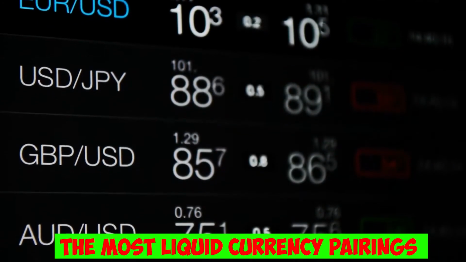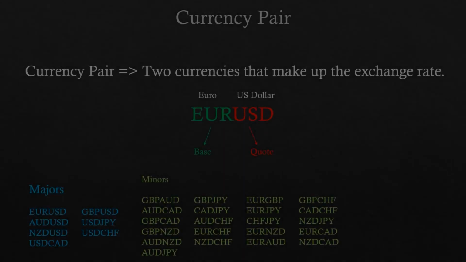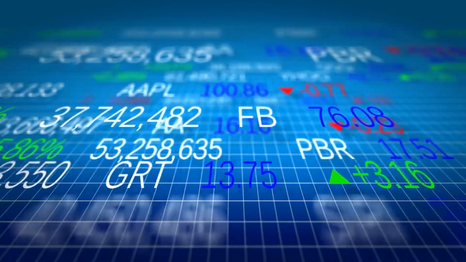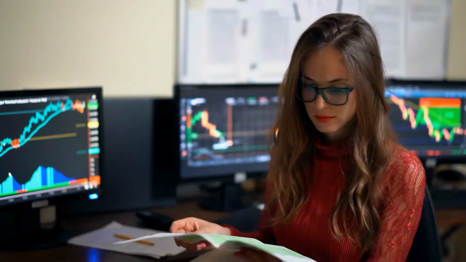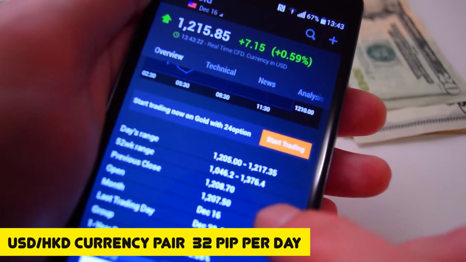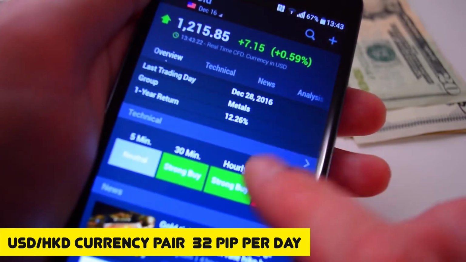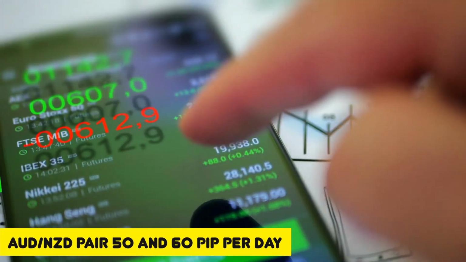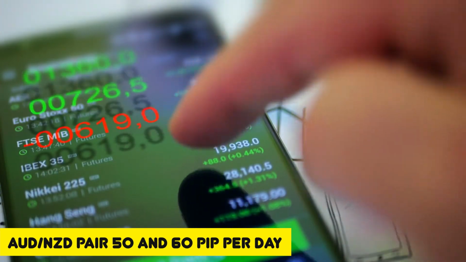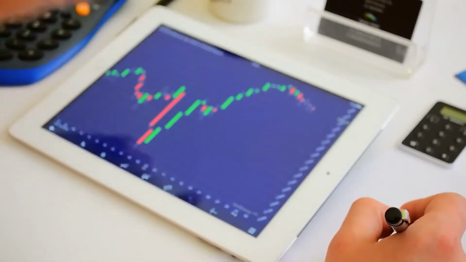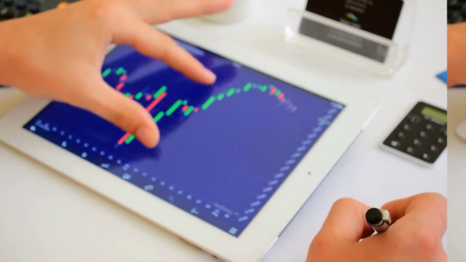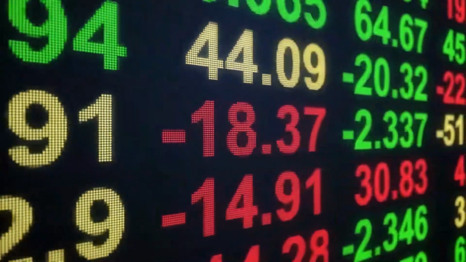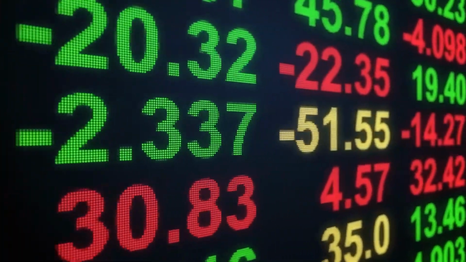The most liquid currency pairings are often the big ones, with the euro against the US dollar pair moving 90 to 120 pip on average every day and offering the most opportunity for day trading. The US dollar against the Hong Kong dollar pair merely fluctuates at an average rate of 32 pip per day, while the Australian dollar to the New Zealand dollar pair swings between 50 and 60 pip per day. The most liquid Forex pairings are often the major ones. However, if you have any special expertise about a certain currency, there are also lots of chances between small and exotic currencies.